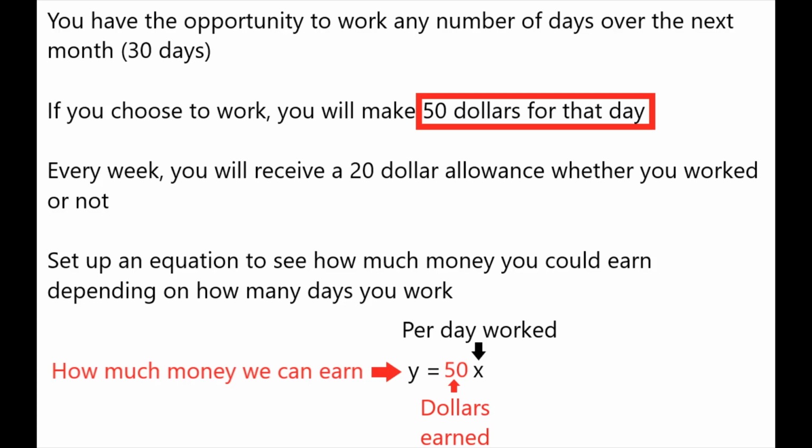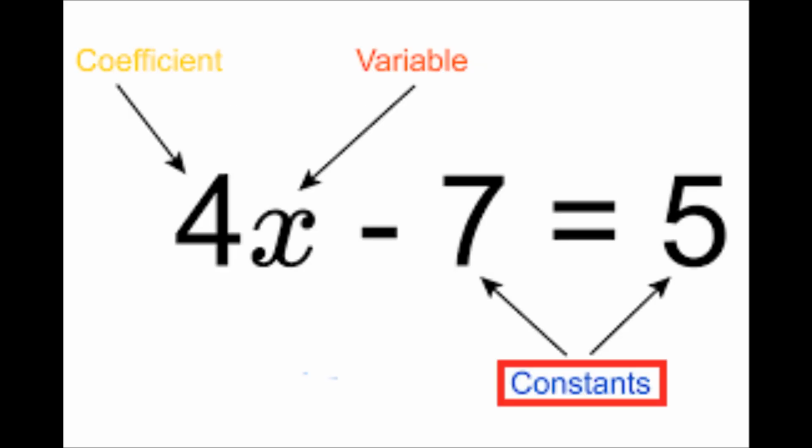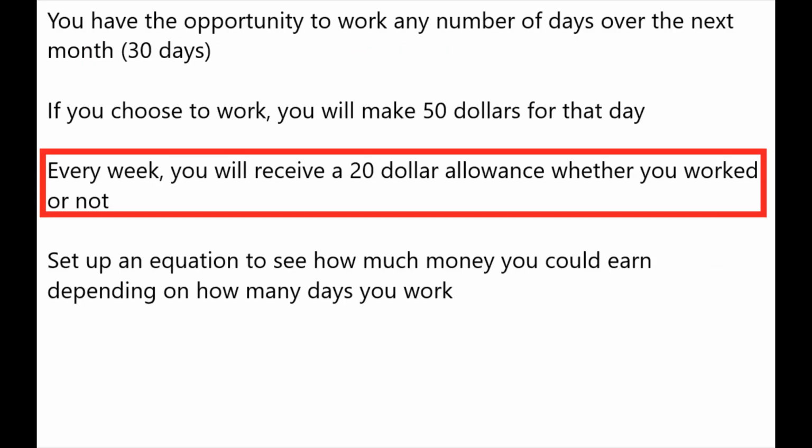But we're forgetting something here. We also said that we would get $20 every week from our parents, whether we worked or not. So we have to remember that we've got to add that in somehow. But this $20 isn't dependent on anything. And if you remember what we talked about in our previous video, there's a name for this. It's called a constant, because it will constantly be that number. But we need to make sure that we have the correct constant. So let's look back at our original question and see what our constant will be.